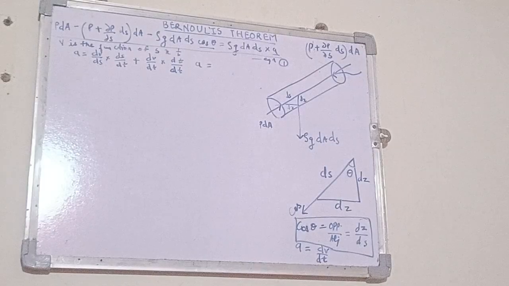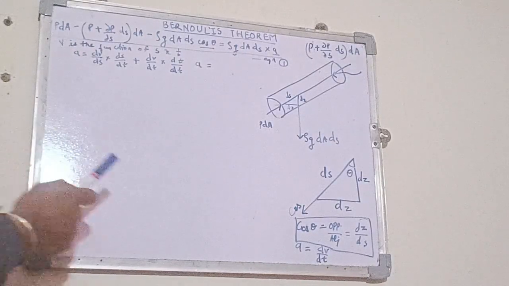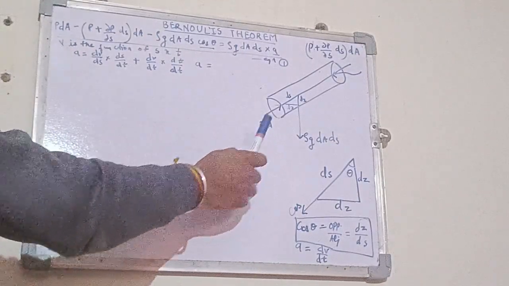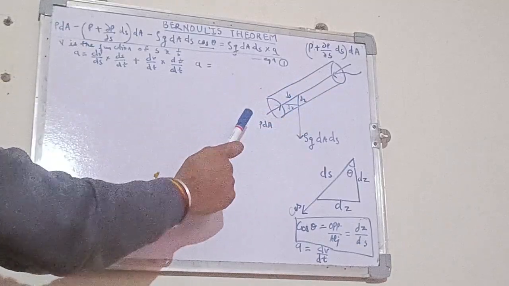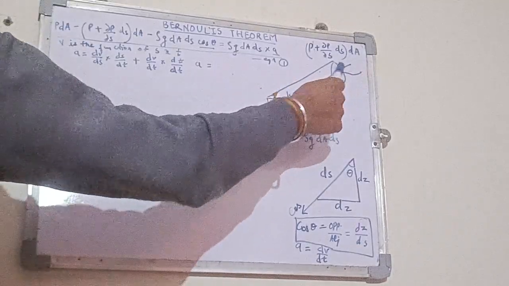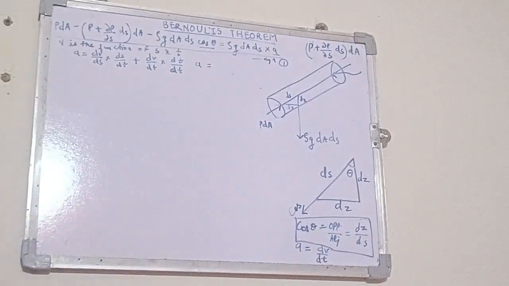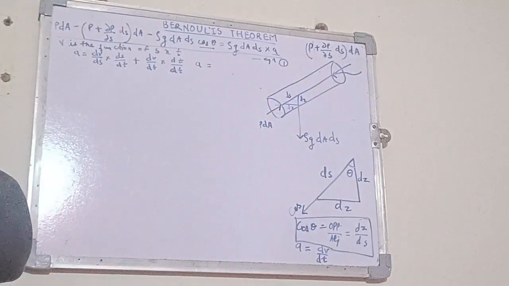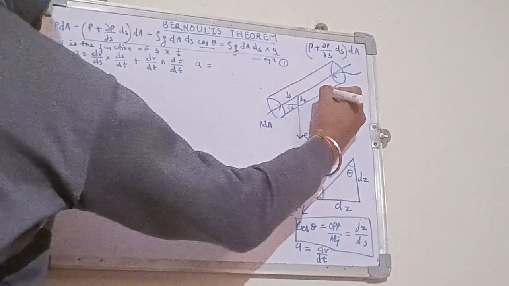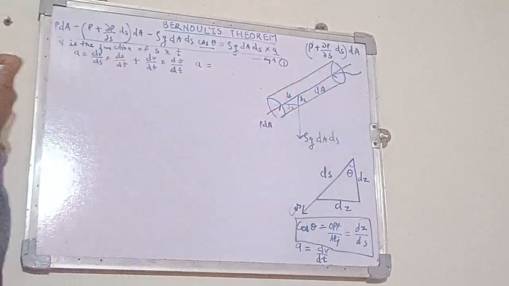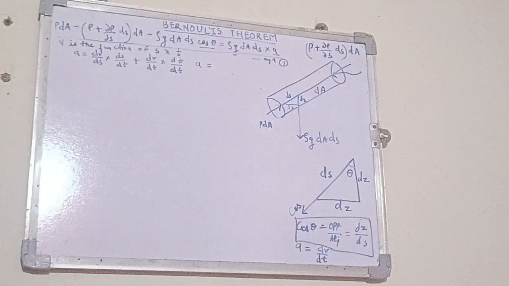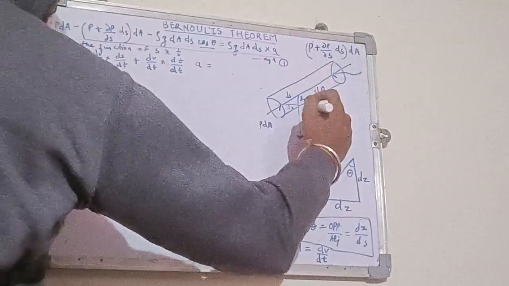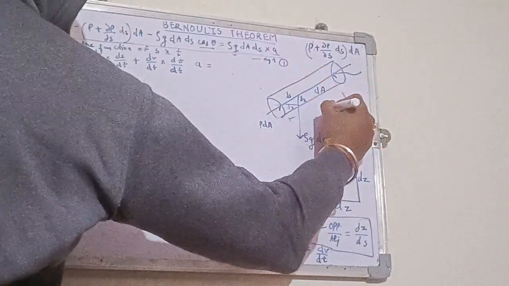Now, using this element, consider a streamline. You can see the streamline in which flow is taking place in the S direction, as shown in the figure. Consider a cylindrical element of cross section dA and length ds, where the whole length is ds.